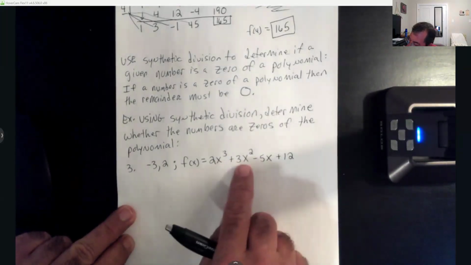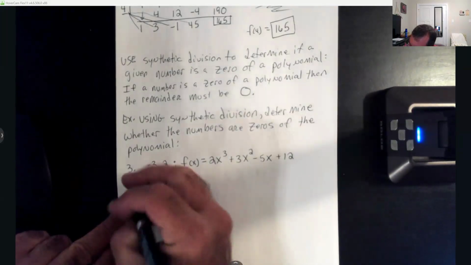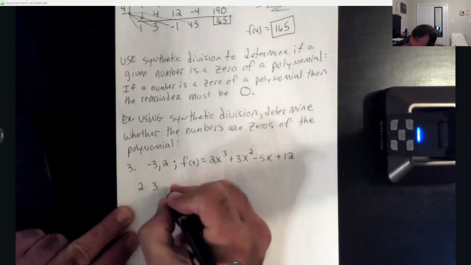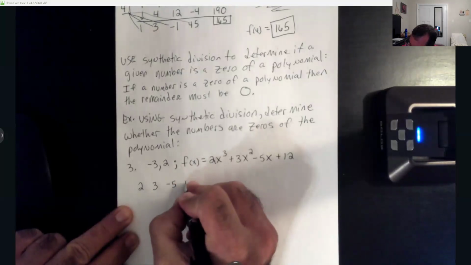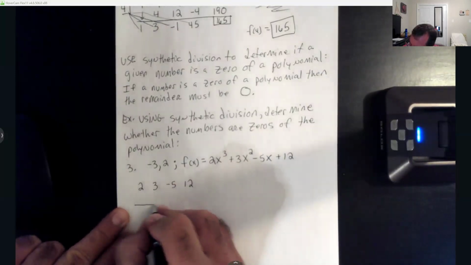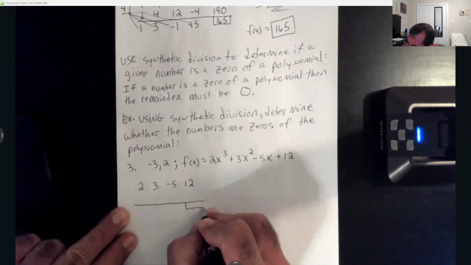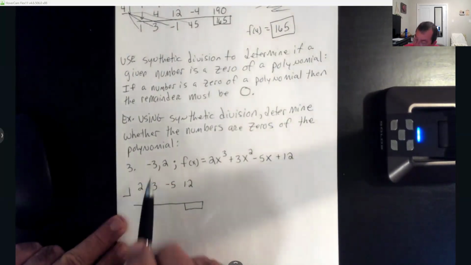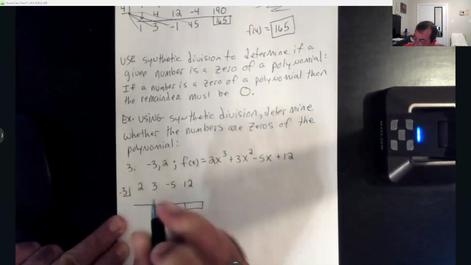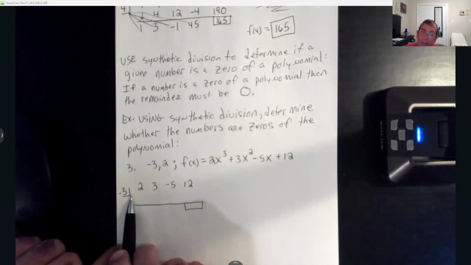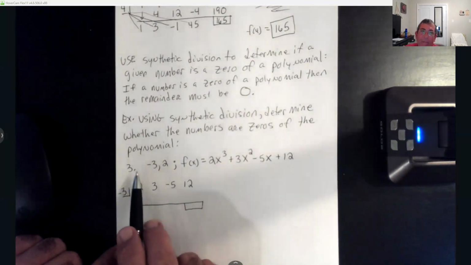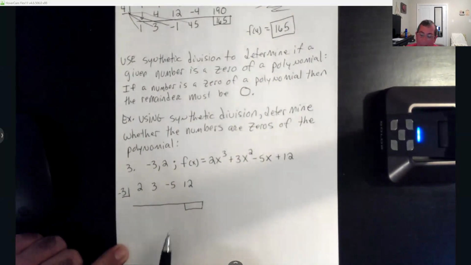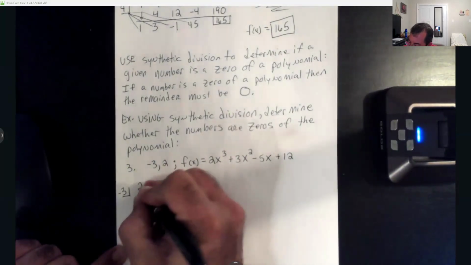Nothing's missing. x cubed, x squared, x, and my number. So I'm going to write my coefficients: 2, 3, -5, and 12. All right, box under the last number. All right, so the first number we're checking is -3. And we do not change the signs of it because it's not in factor form, okay? All right, so -3. If I get a 0 remainder, I'm going to put yes. So y'all, here we go. Bring the 2 down.